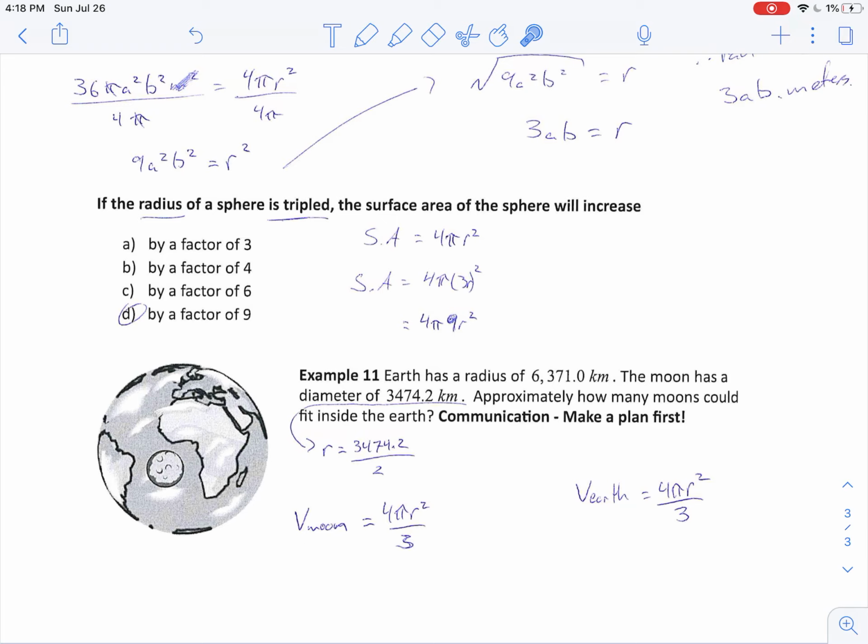If I do that, I take the diameter divided by 2, and then I'm looking for the volume of the moon and then the volume of the Earth. I ran out of space here and I didn't want to do those big numbers. So if we just talk about the volume of the moon and the volume of the Earth, how many moons would technically fit inside the Earth is what we'd be looking for. We take the volume of the Earth and divide it by the volume of the moon, and we would have the number of times that the moon can fit inside the volume of the Earth.